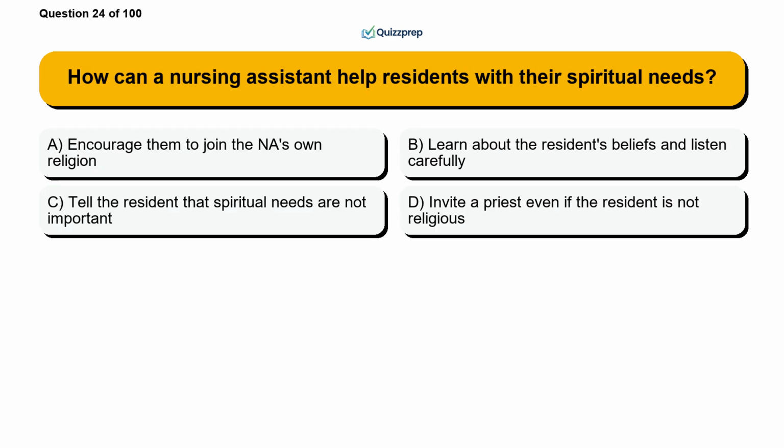Question 24. How can a nursing assistant help residents with their spiritual needs? Option A, encourage them to join the Nazon religion. Option B, learn about the resident's beliefs and listen carefully. Option C, tell the resident that spiritual needs are not important. Option D, invite a priest even if the resident is not religious.